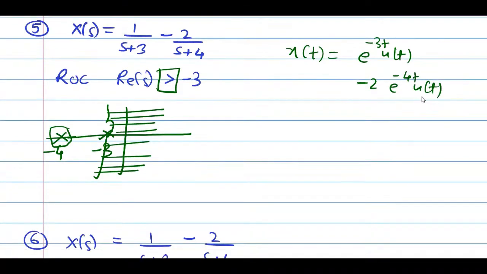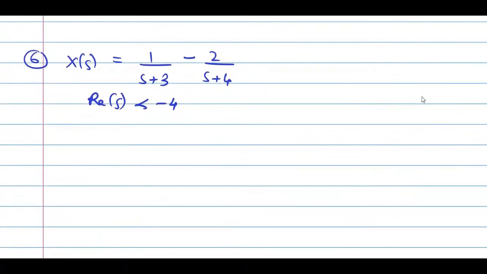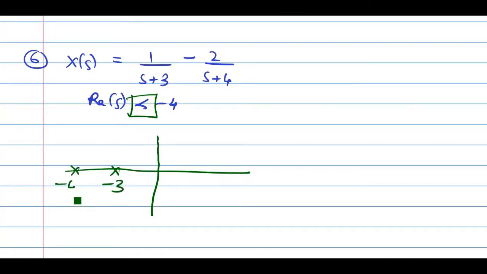Next question, 1 upon s plus 3 minus 2 upon s plus 4, and ROC given is real of s less than minus 4. So again, first you mark the poles. One pole is at minus 3, another pole is at minus 4, and given ROC is less than minus 4. That means it is going towards left hand side.